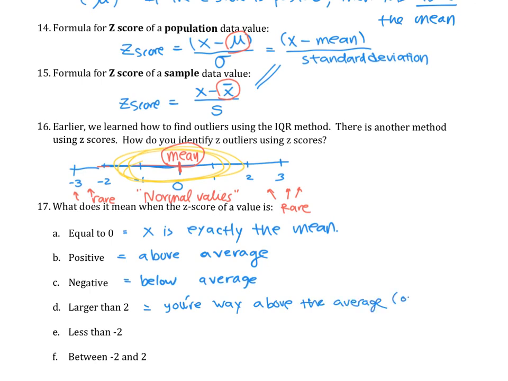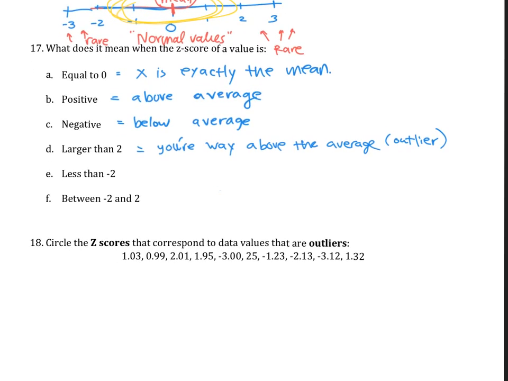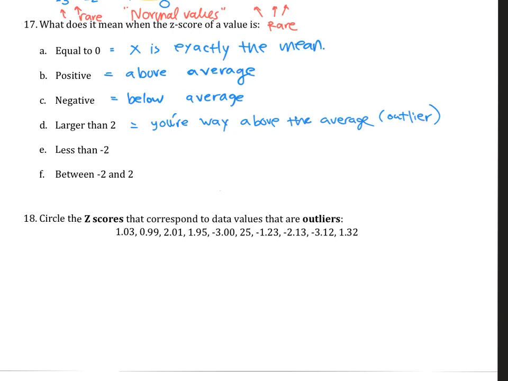So this is kind of like an outlier too, because an outlier is a number that is either way too big or way too small. So I can interpret it as, well, isn't it the same as the concept of outlier? Yeah, pretty much. Same here. If it's less than -2, you're way below the average. Also, I can consider that as an outlier. Between -2 and +2 is just a normal value, right?